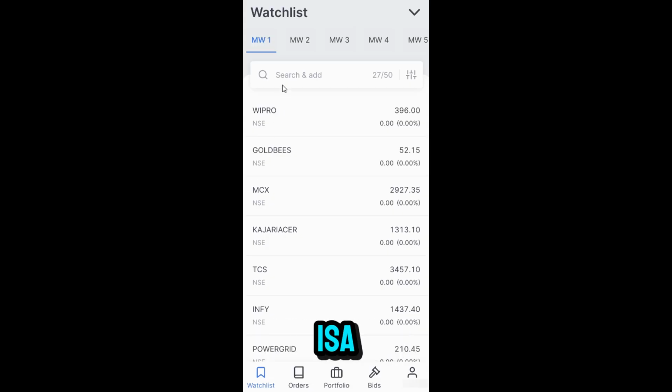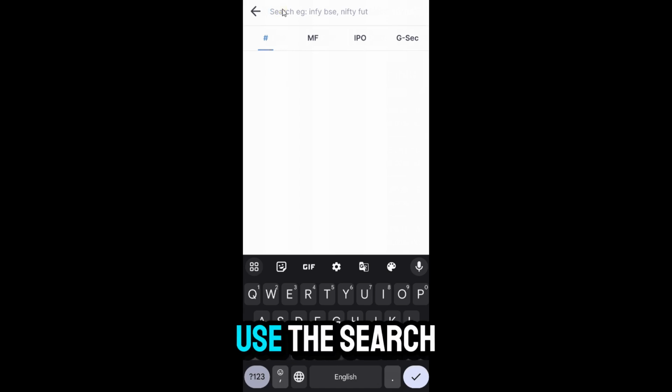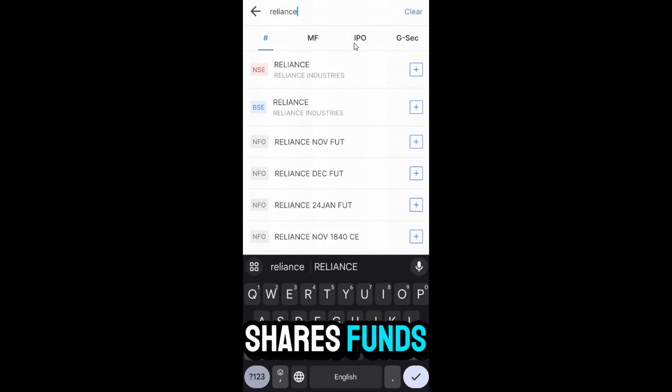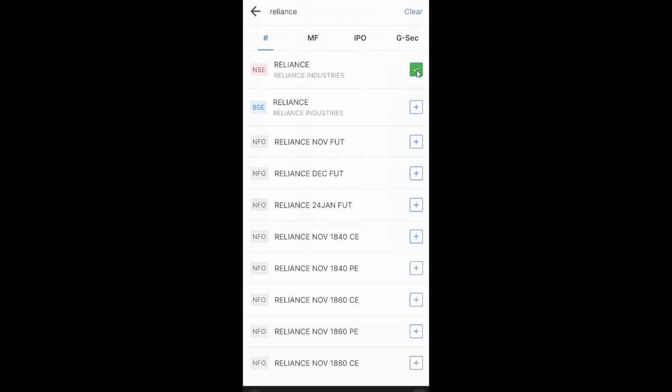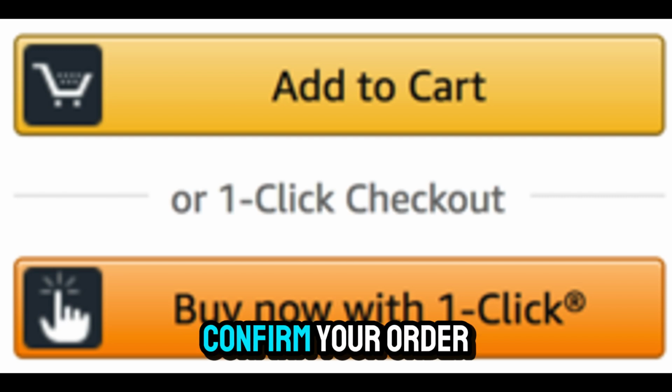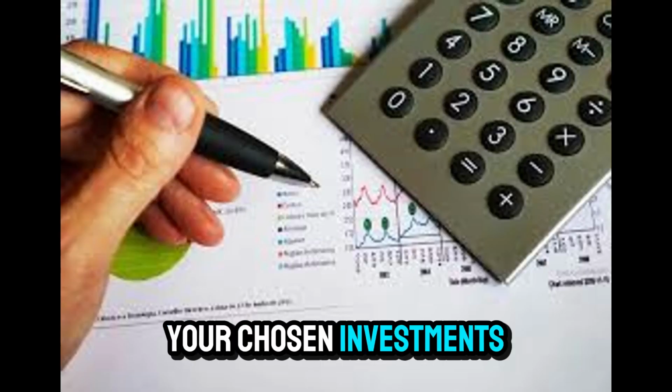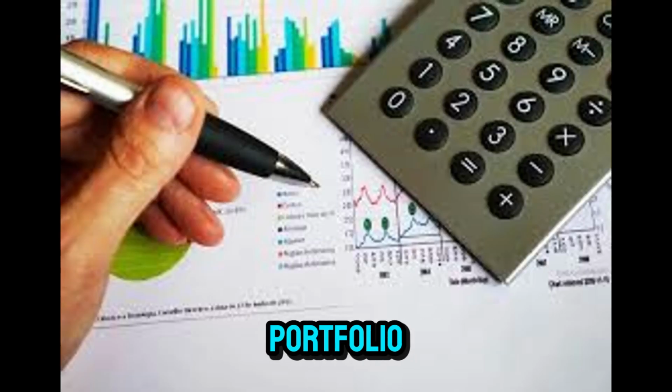Once the money is in your ISA, you can choose what to invest in. Use the search bar to find shares, funds, ETFs, or investment trusts. Click Buy, enter the amount, and confirm your order. Your chosen investments will then appear in your ISA portfolio.